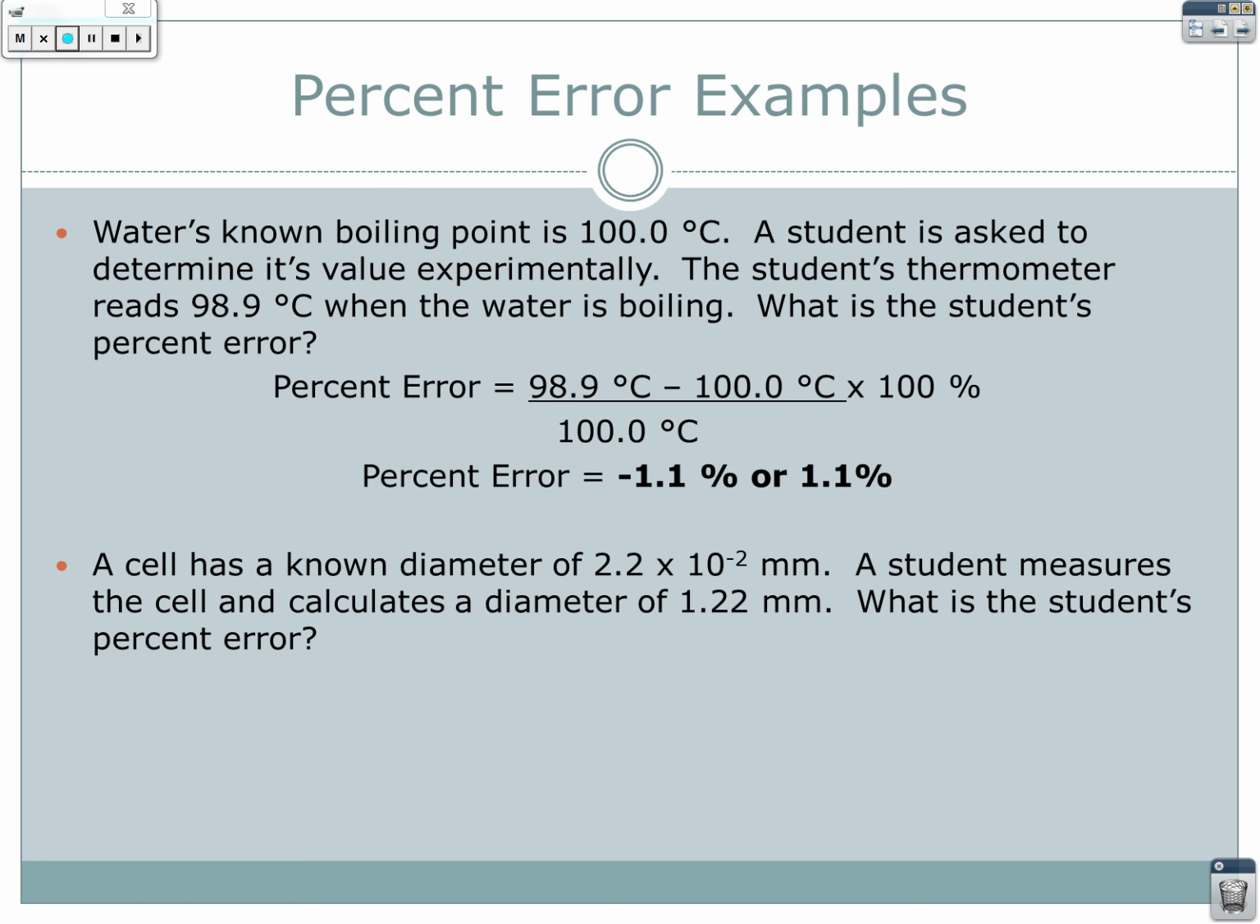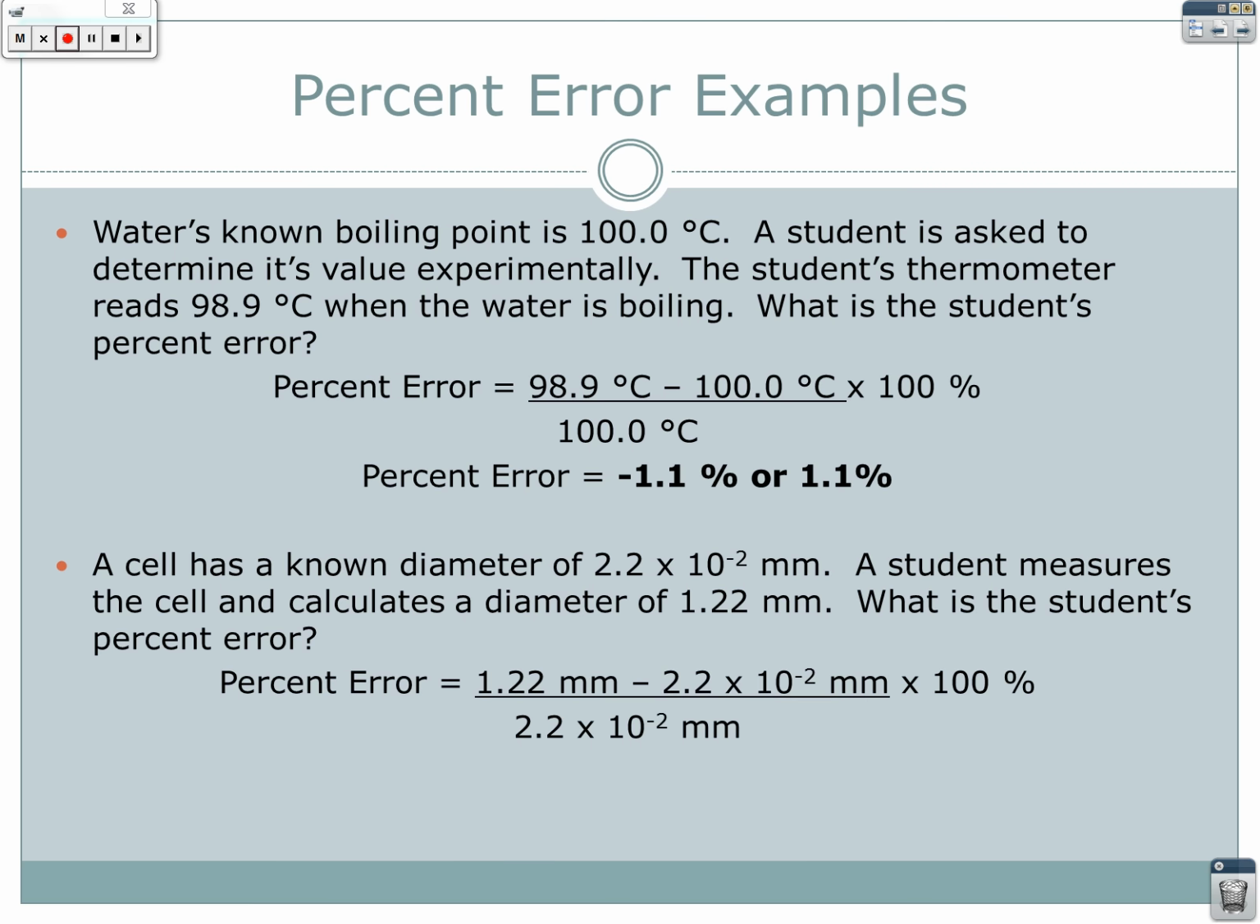Let's look at a second example. There's a cell that the student is studying, and it has a known diameter of 2.2 times 10 to the minus 2 millimeters. A student measures the cell and calculates a diameter of 1.22 millimeters. What is the student's percent error? Please pause the video and calculate our student's percent error for her cell diameter.